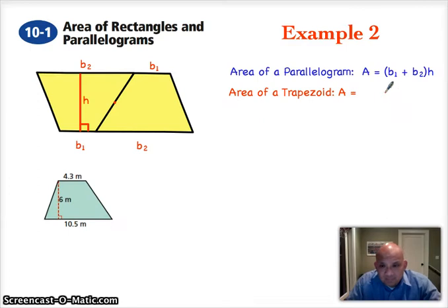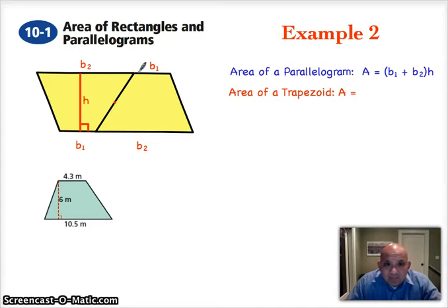Example number 2, we also see a parallelogram. In this case, area equals base times height, of course, but in this case the base has been split into two separate measurements. So instead of just one base times height, it's this length plus this length times the height. Area equals the sum of the first base and the second base times the height.